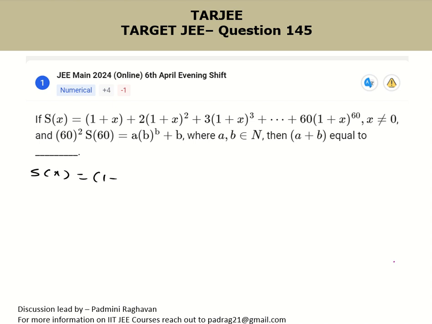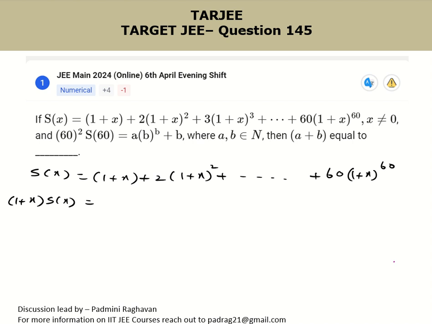Let us write this s of x as it is: 1 times (1 plus x) plus 2 times (1 plus x) whole square plus 3 times (1 plus x) whole cube, the last term being 60 times (1 plus x) whole power 60. We know that this is an arithmetico-geometric sequence, so multiply with the common ratio. You can see that the common ratio is 1 plus x, so multiply with 1 plus x on both the sides and shift it and write.